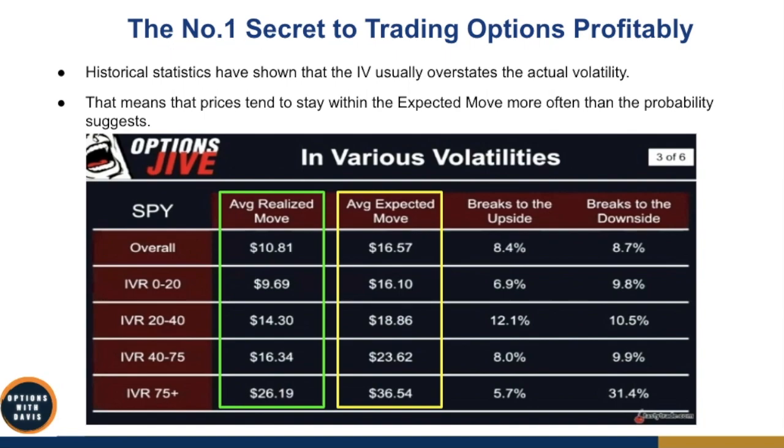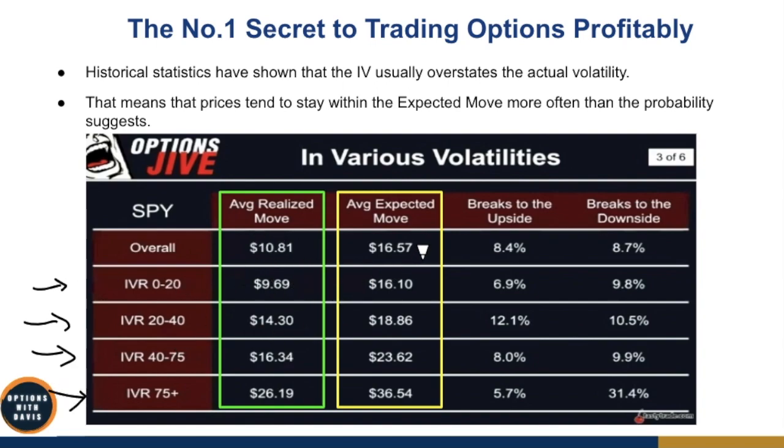So if you were to take a look at this table down here, it shows the SPY. This is a study done by Tasty Trade. Basically, they measured the average realized move, that means the actual move that the index ETF has made, compared to the expected move that is being suggested based on the implied volatility. And they even broke it down based on the implied volatility rank, that basically just measures how high the volatility is compared to previously. So as you can see, in all implied volatility ranges, the expected move still overstates the average realized move.